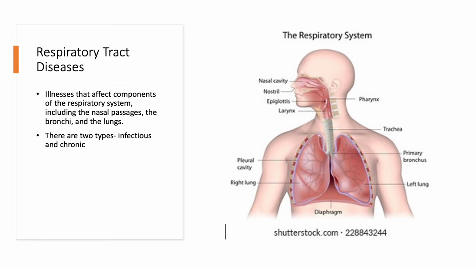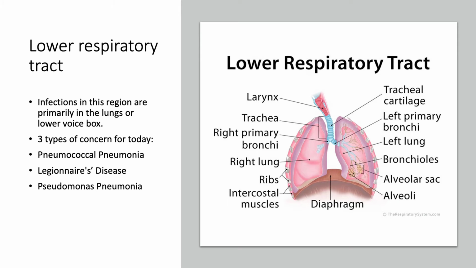There are 2 different parts of the respiratory tract, the upper and the lower. The upper typically includes the nose, the nostrils, the nasal cavity, the mouth, throat, and the voice box. But for our focus today, we're going to be focusing on the lower respiratory tract, which typically includes the trachea, the bronchi, the bronchioles, and the alveoli, which make up the lungs. Because the pneumonias we're looking at do affect the lungs.